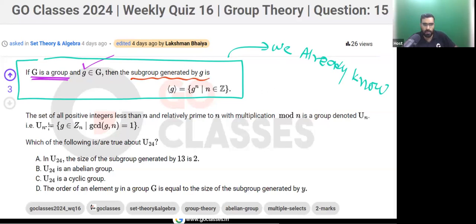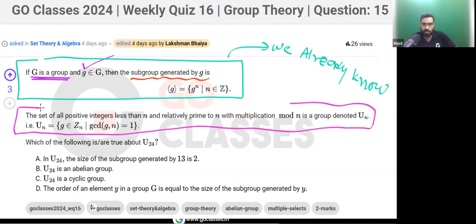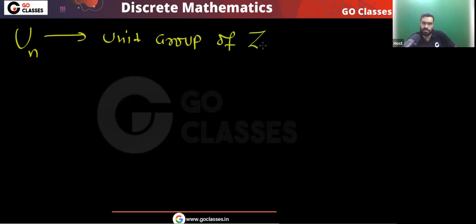Next, this also we know. This is our U_n group, the multiplication modulo n group. This is our unit group. You already know what U_n is. U_n is basically the unit group of Z_n.